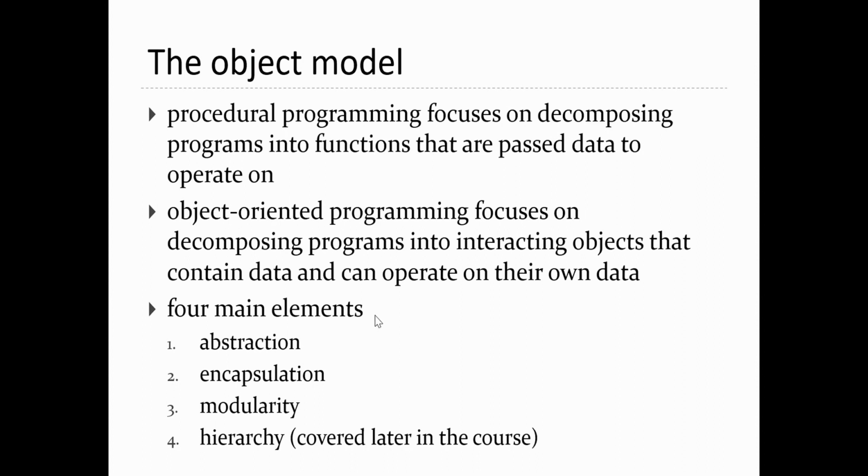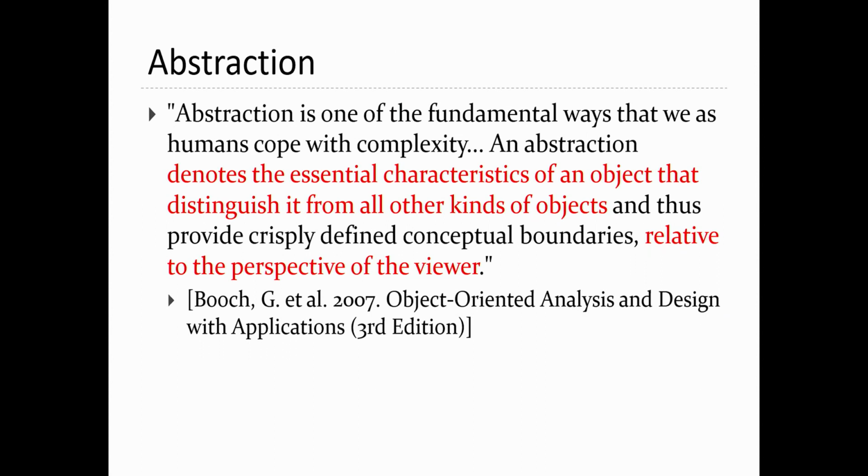Okay, so there are 4 main elements to what's called the object model. So these 4 terms here. Let's look at the terms one at a time. There's something called abstraction. This is fundamental to all object-oriented programming languages. Abstraction is one of the fundamental ways that we humans cope with complexity. An abstraction denotes the essential characteristics of an object that distinguish it from all other kinds of objects, and thus provide crisply defined conceptual boundaries relative to the perspective of the viewer.